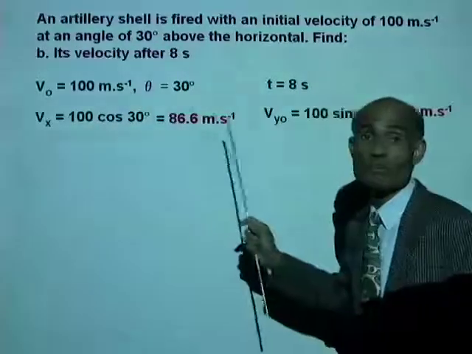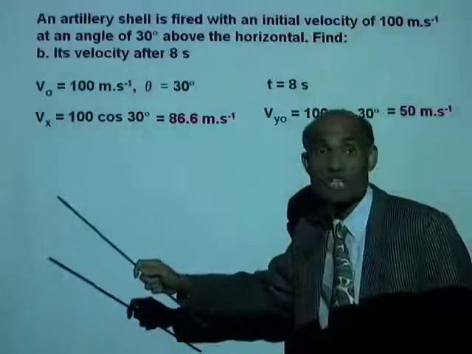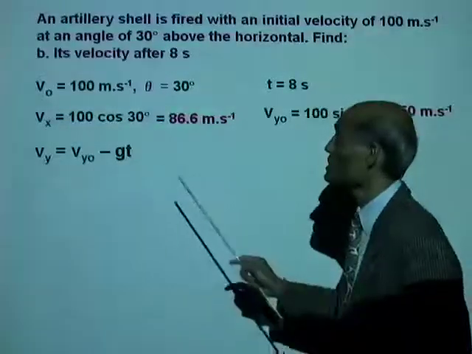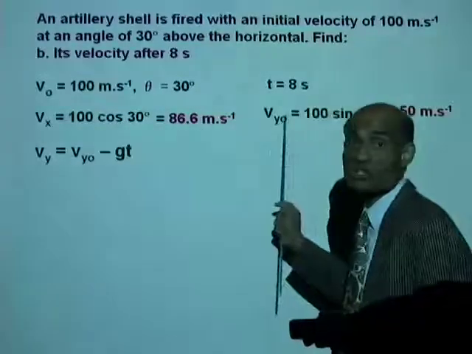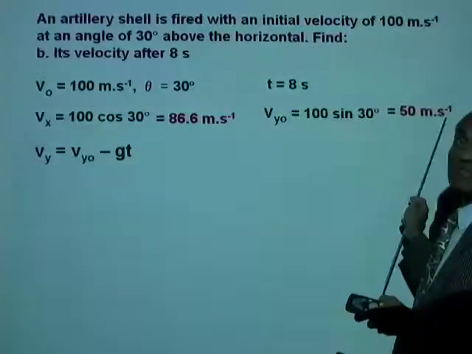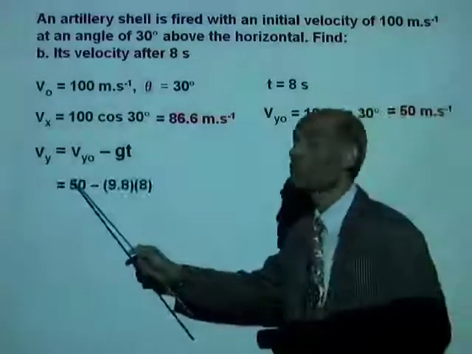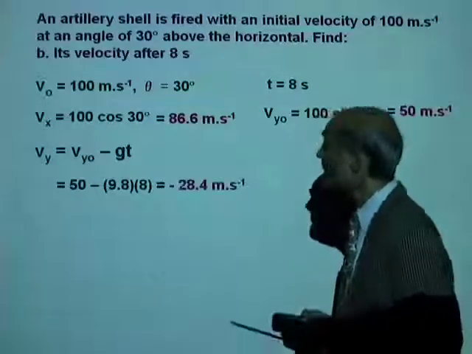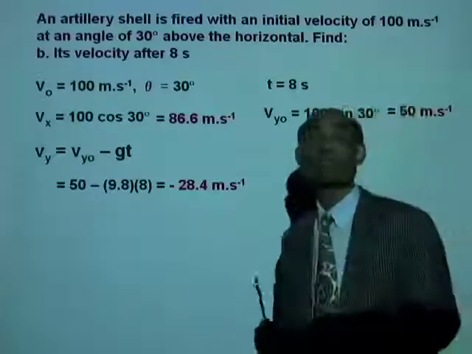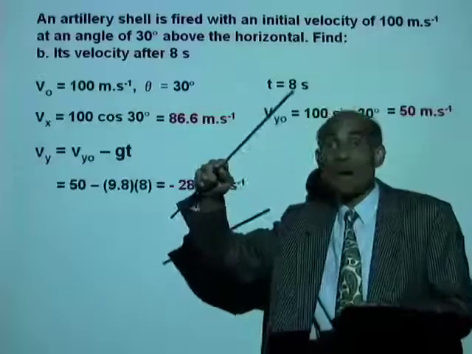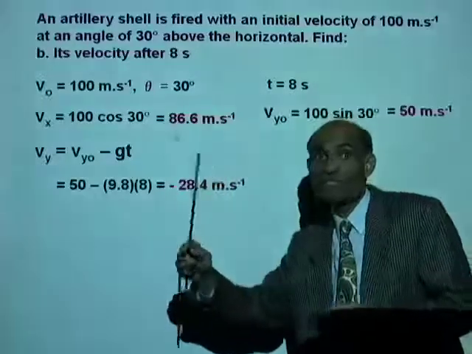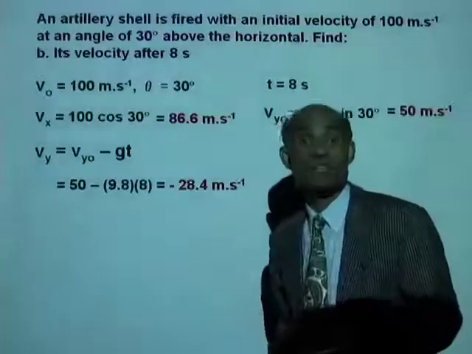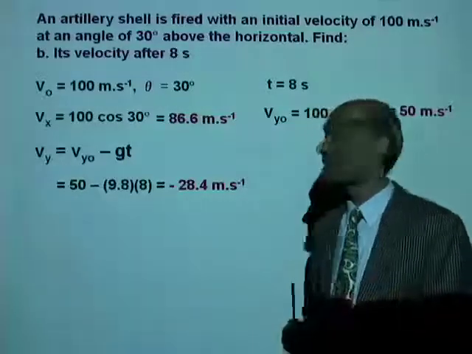Vy equal to Vy0 minus gt. So Vy equal to Vy0 minus gt. Vy0, the initial vertical velocity, is 50 meters per second. So that will be 50 minus 9.8 times 8. That is negative 28.4 meters per second. So that is the time the projectile is on its downward journey. The vertical velocity at that time is negative 28.4 meters per second.